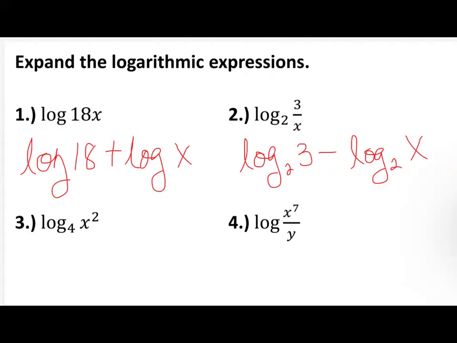Okay, then we've got an exponent. That exponent's got to come down front. So this becomes 2 log base 4 of x. Now we got a couple of things.